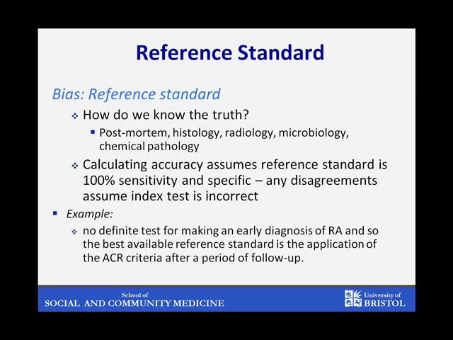Now, in some cases, that may be acceptable, but in other cases, that itself may be a controversial interpretation. So, for example, in the case of early diagnosis of rheumatoid arthritis, the best available reference standard is the clinical application of the American College of Rheumatology criteria after a period of follow-up, yet it may be possible that some of those who are positive to the ACR criteria turn out, say at post-mortem, to not have had rheumatoid arthritis.